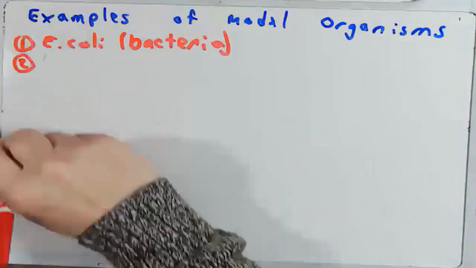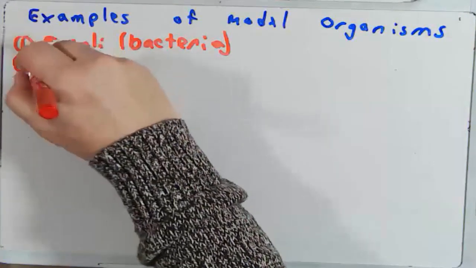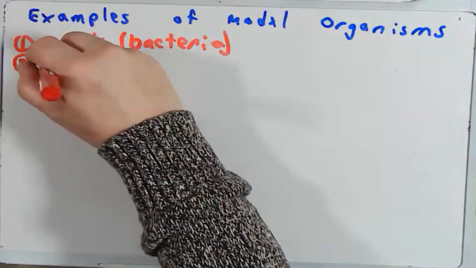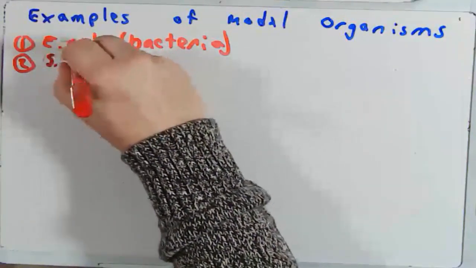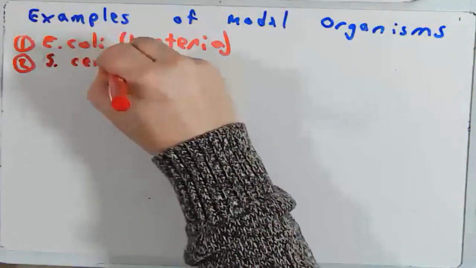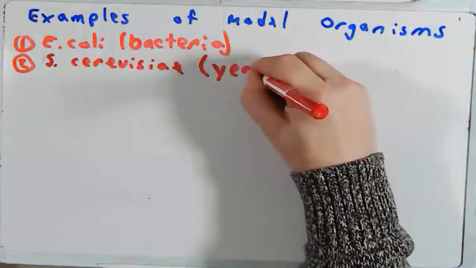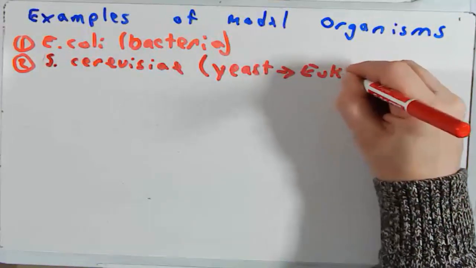Still thinking about single-celled organisms, but now we're going to talk about a single-cell organism that's a eukaryote, and this would be Saccharomyces cerevisiae, which is a yeast, which of course is an early eukaryote.